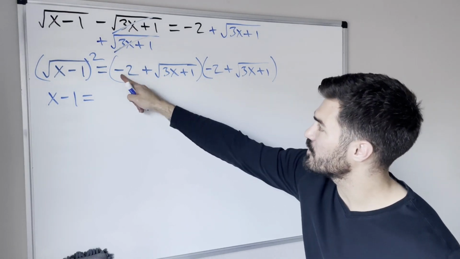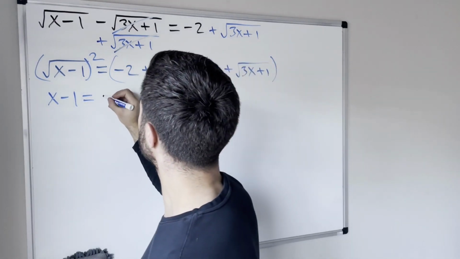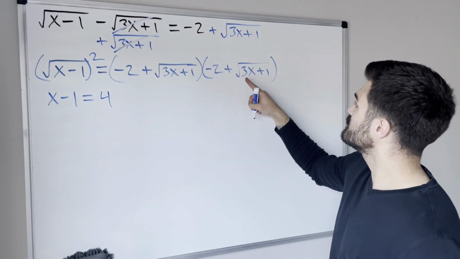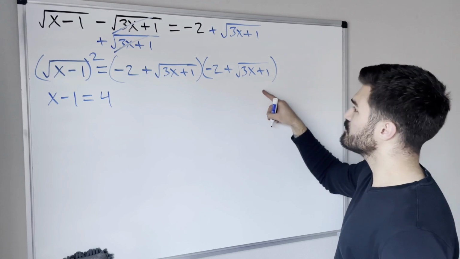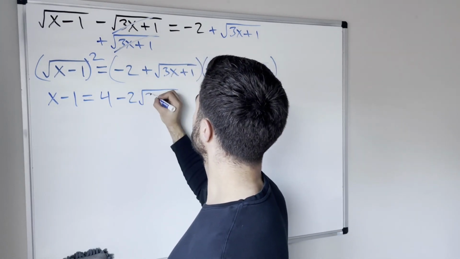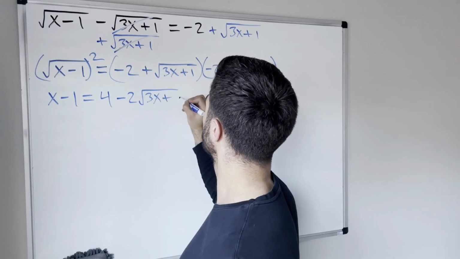So we're going to start with the first, negative 2 times negative 2. That's going to give us 4. And then I have minus 2 times the square root of 3x plus 1. So that's minus 2 times the square root of 3x plus 1.